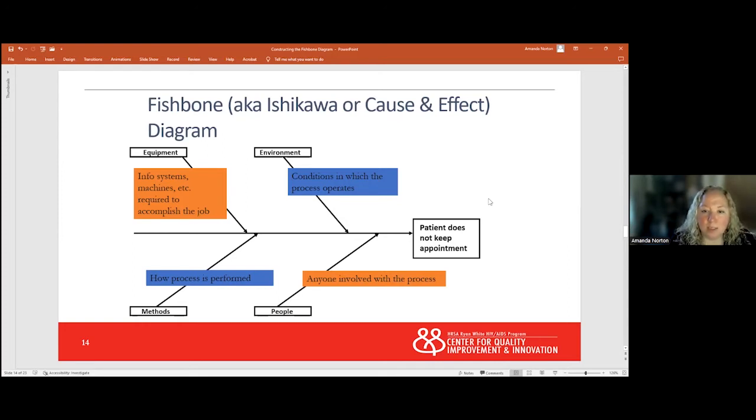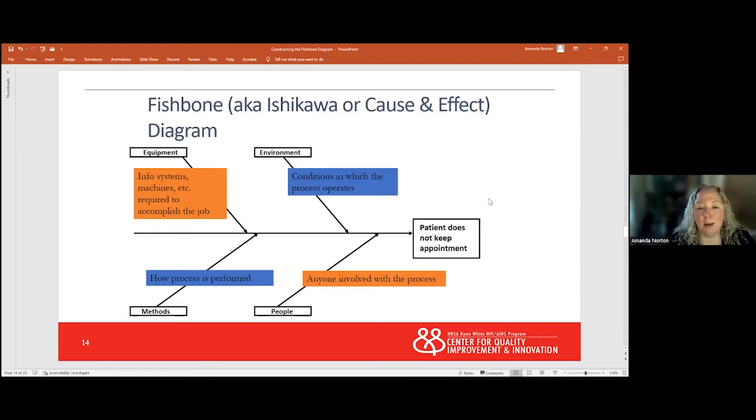the environment would be the conditions in which the process is happening. So why does the patient not keep the appointment? It could be a problem with the bus schedule. It could be a problem with your overall location and parking. It could be because their child was sick and they weren't able to keep the appointment. But it gets at those specific conditions which are influencing the process. Equipment, so information systems, machines, what is required to actually have that happen? Did we remind the patient? Did we use our equipment to remind them that they had an appointment? Did we check them in on time? Did we do the things? Are there equipment issues around them keeping that appointment?